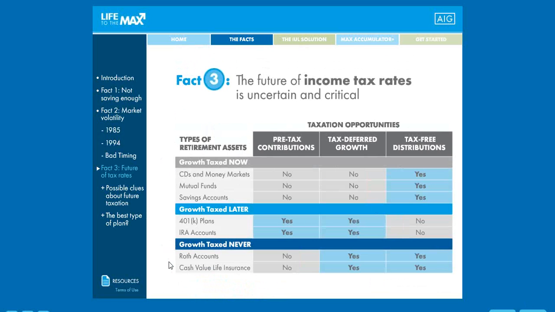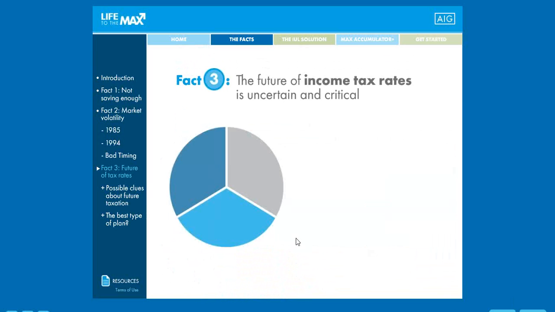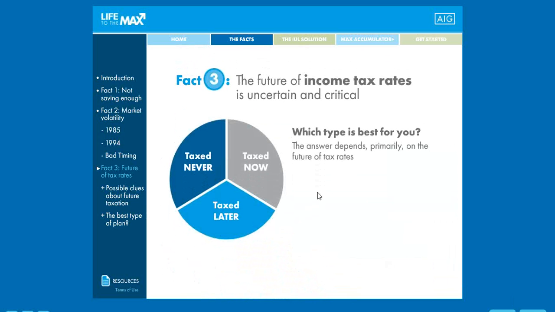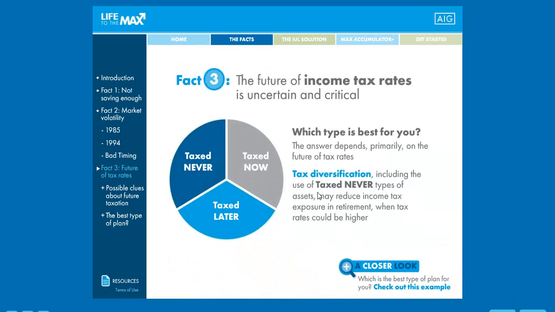So the accounts that fit this category would include Roth accounts, whether it's an IRA or a 401k, and cash value life insurance, which, if set up properly, can also act as a taxed never asset. Now, we know that most individuals have saved money in the taxed later types of accounts, such as the 401k plans and IRAs. It might make sense to take advantage of savings programs that are taxed never in order to reduce a person's potential exposure to higher income tax rates in retirement.